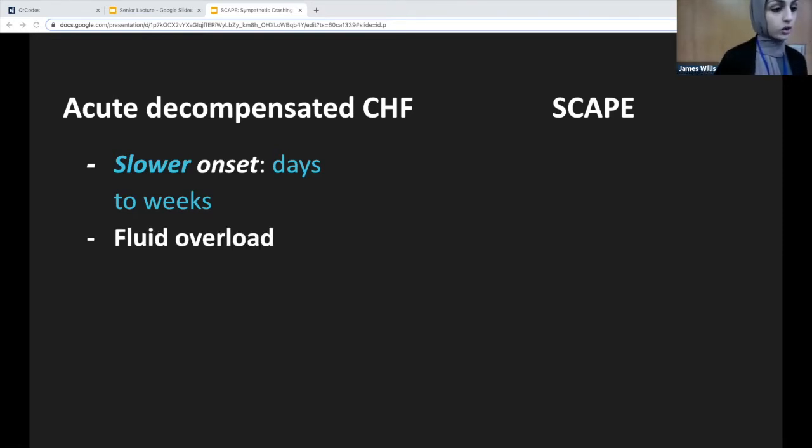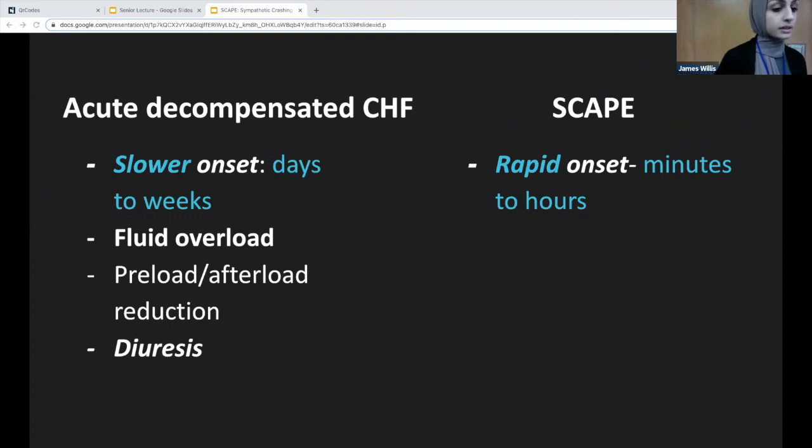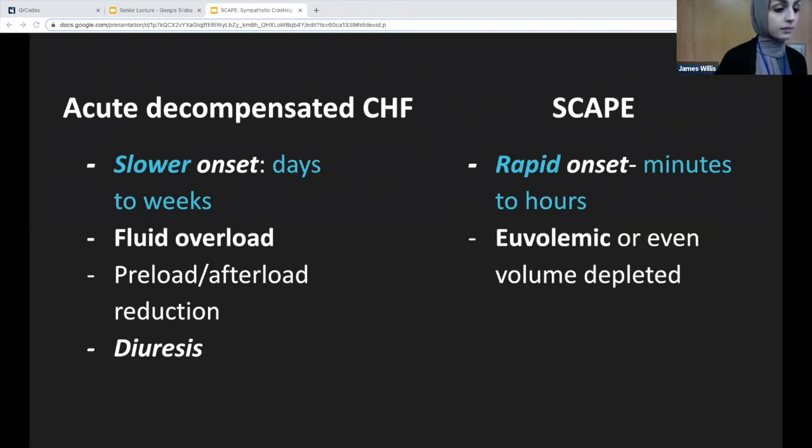They are going to be fluid overloaded. So their management is going to focus on both preload and afterload reduction, but also diuresis. A patient in SCAPE is going to present with a different time course. They're going to have very rapid onset of symptoms, minutes to hours, and volume status, we said, they're going to be either normal volume or even a little low. And their blood pressure is going to be very high as a result of that sympathetic surge that we discussed. So systolic blood pressure will be above 160 to 180, and very frequently in the 200s.